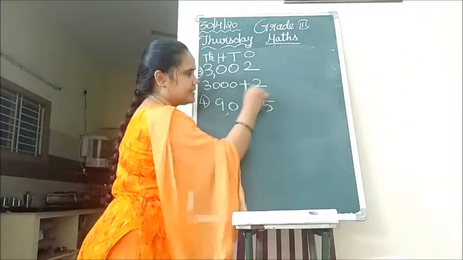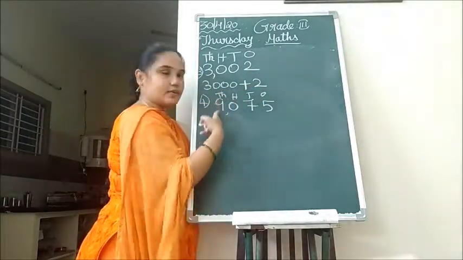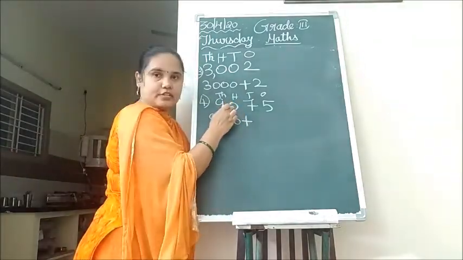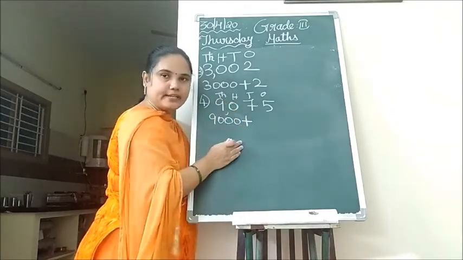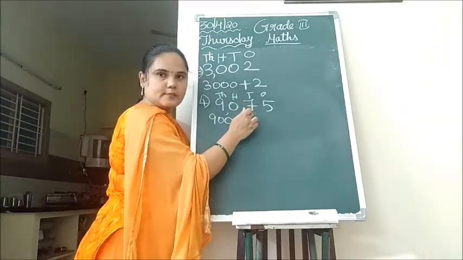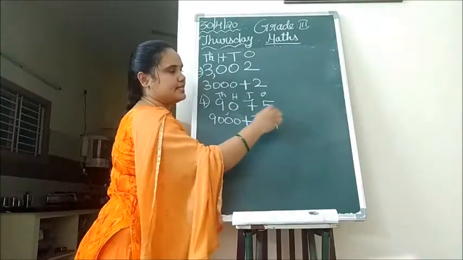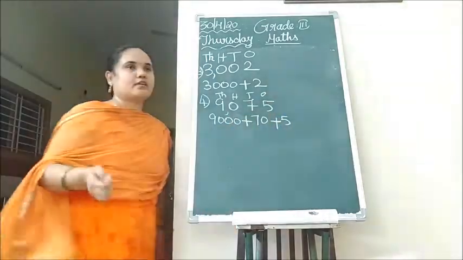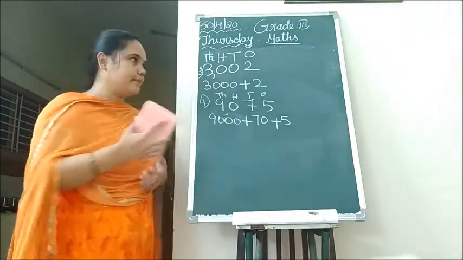Write places. Ones, tens, hundreds, thousands. Start from thousands place. How many thousands? 9000. So 9000 plus. Anyway 0 is given in hundreds place. We know that the place value of 0 is 0. So no need to write 0. Now go to next place. What is the next place? Tens place. How many tens? 7 tens. So 7 into 10, 70 plus. How many ones? 5 ones. 5 into 1, 5. In this way we write the expanded form for the given number.